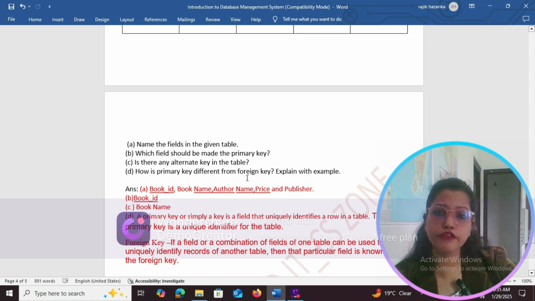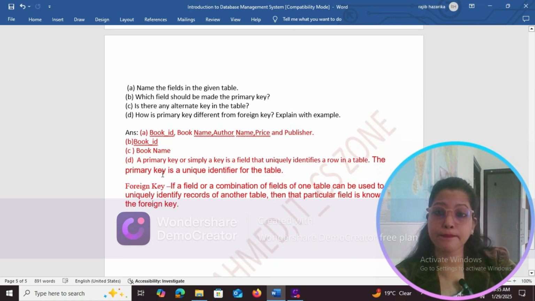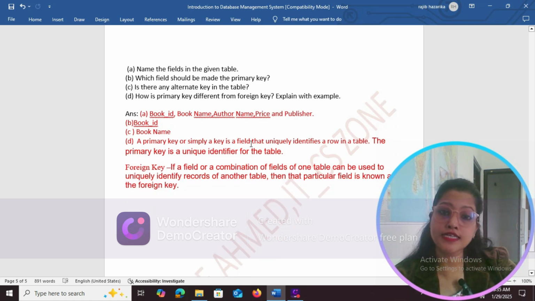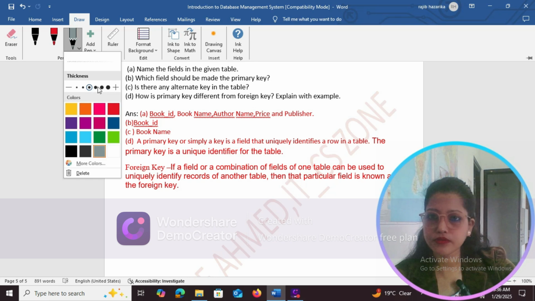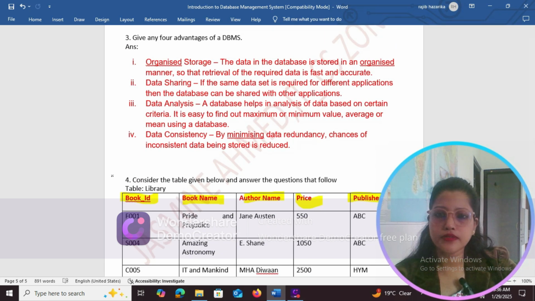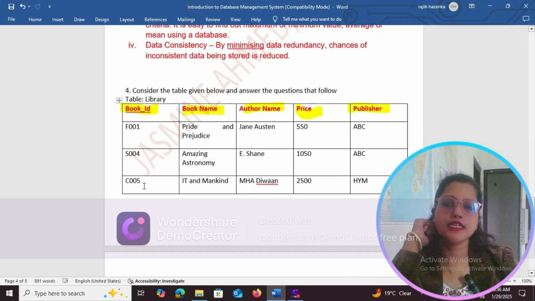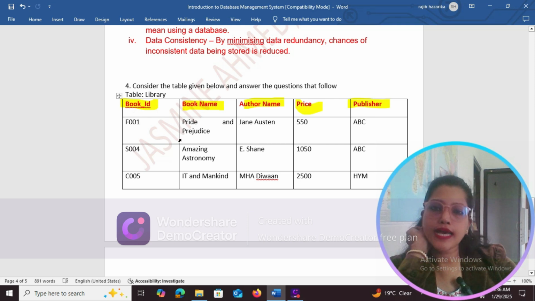How is primary key different from foreign key? Explain with example. So what is primary key? Primary key, or simply a key, is a field that uniquely identifies a row in a table. The primary key is a unique identifier for the table. For example, consider this table. In this table, book ID is there, book name is there, author name is there, price and publisher are there.